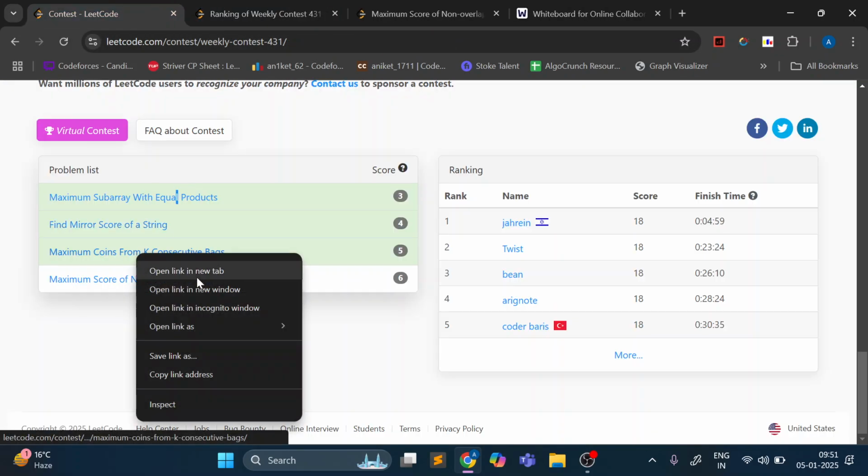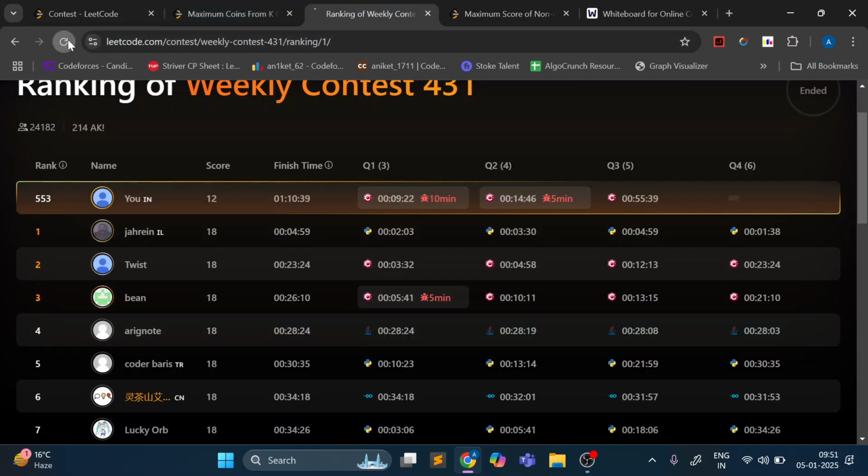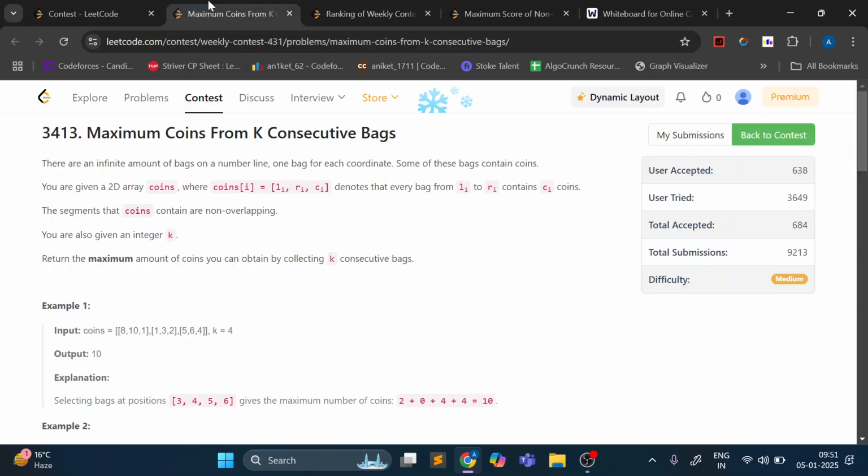Now, the third question is interesting, I would say. 553 rankings. So let's just start with the third question. In the third question, we are given a 2D array coins, and coins of I represents that all the bags from L to R contain Ci coins.